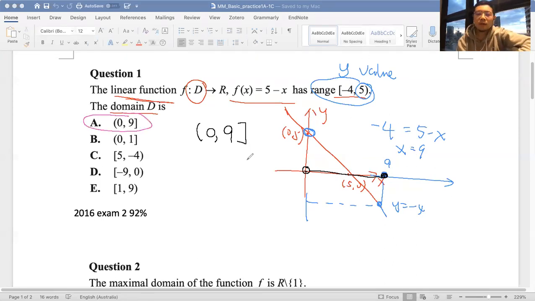Okay, the tricky part is normally we mix up domain and range, but in here they tell us the range, which is y values. Okay, and they ask us to find the x values, which is domain. So it should be 0 to 9. And again, this question is from 2016 exam 2. Okay, and 92% of students got this one correct at that time. So I think only 8% of people missed the chance because they mixed up range and domain.